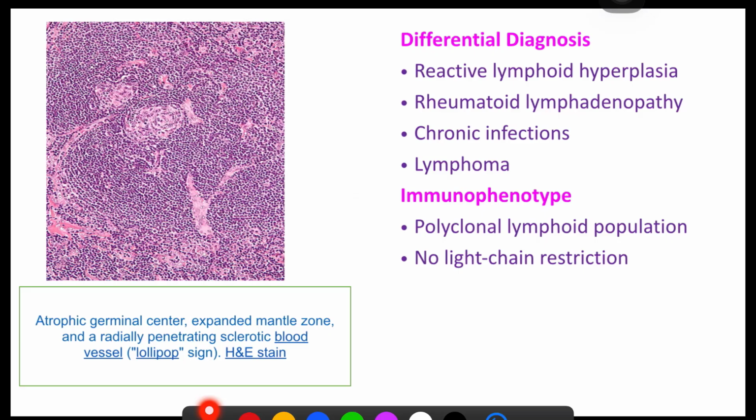In this histological section, this lesion has the lollipop sign, where there is an atrophic germinal center and an expanded mantle zone, which is penetrated by sclerotic blood vessels. So, we can see the sclerotic blood vessels, atrophic germinal center and expansion of the mantle zone. This is called the lollipop sign. Differential diagnosis: all the lesions of polymorphous pattern, and immunophenotypically it is polyclonal with no light chain restriction, which supports the diagnosis.